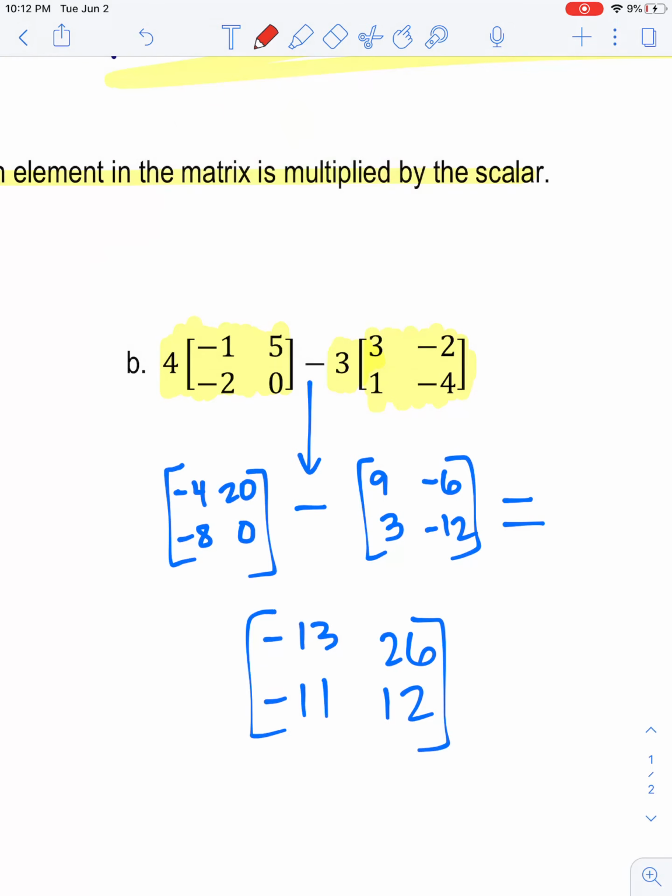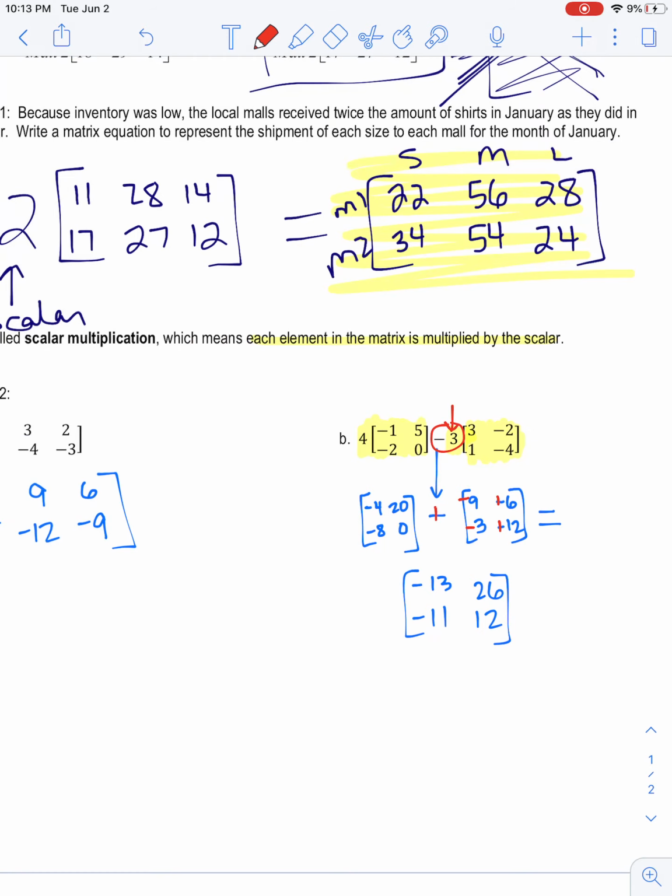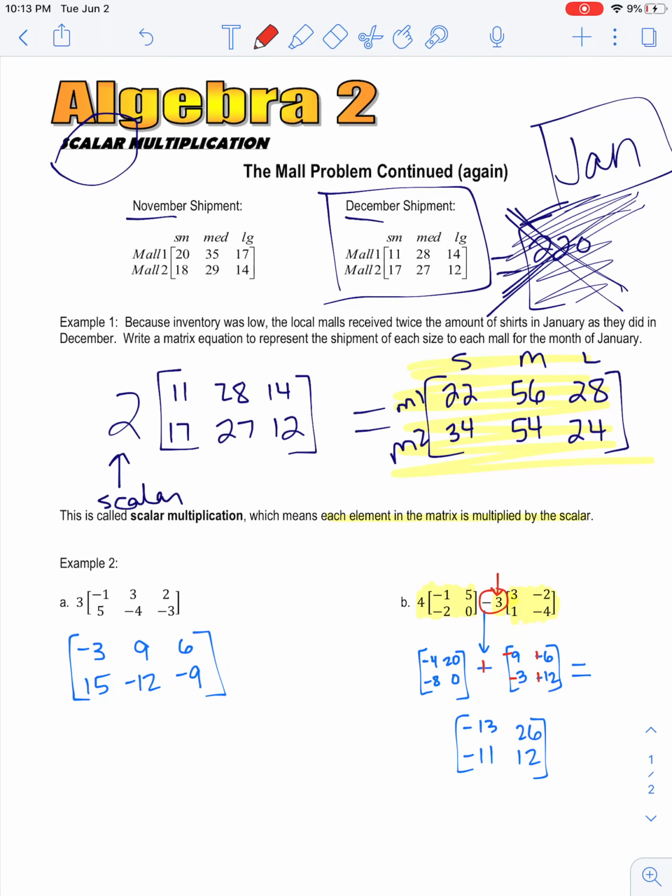I'm going to switch colors up here and show you one more option. Instead of just using 3 to multiply by everything, you could have used the negative 3, which would have given you a negative 9, positive 6, negative 3, positive 12. And if you did that, then this would have been a plus. And notice you get all the same answers. A negative 4 plus a negative 9 is a negative 13, and so on. So you could think of it either way: distributing that negative 3 and then adding, or keeping the minus, just distributing the 3, then subtracting. Either way, you should get the same answer. So this concludes our lesson on scalar multiplication.